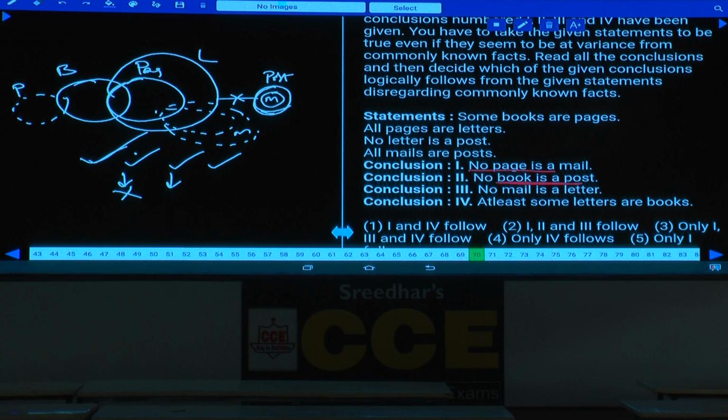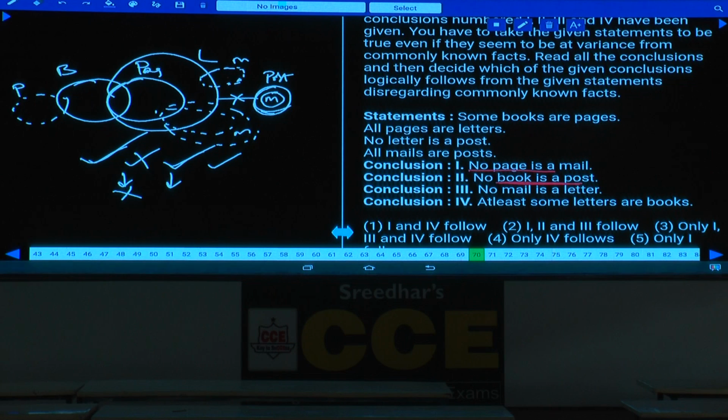Second conclusion false. And third one, no male is a letter. As no male is a letter, in order to make this one false, my diagram of male should be like this. Now tell me whether I can draw my male like this or not. If you draw male like this, then all males are post. Then no post is a letter, statement will be invalid. Hence alternate diagram cannot be drawn. This one also true forever.